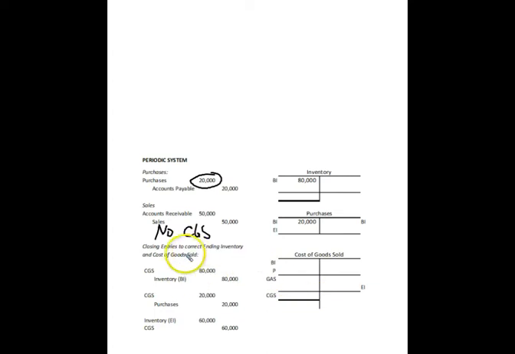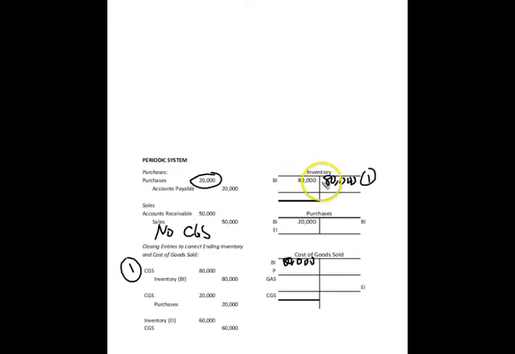So what happens at the end of the year, we want to record cost of goods sold. So the way to do that is to take this beginning inventory and put it in cost of goods sold. So we have a debit to cost of goods sold of 80,000. I'm going to just post that. And then we credit inventory 80,000.